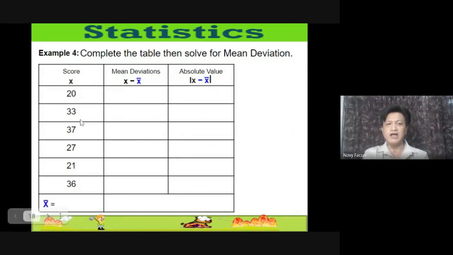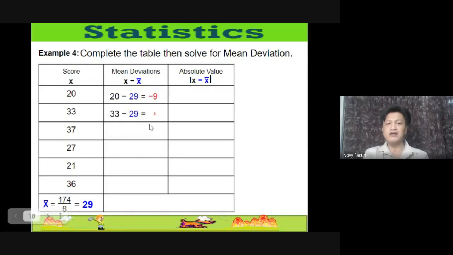20 plus 33 plus 37 plus 27 plus 21 plus 36. Yung sum nito, i-divide natin kung ilan yung inadd natin. Kaya that is 174 divided by 6. Yun yung mean natin ngayon ay 29. Okay, and then to get the mean deviation, ito yung pangalawang column, yung nakuha natin mean, iso-subtract natin dito sa x, yun yung score. Kaya nga that is 20 minus 29, that is negative 9.